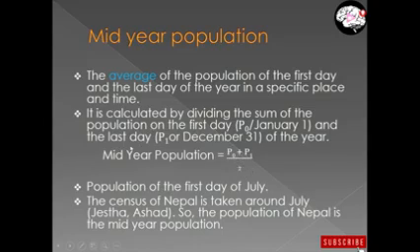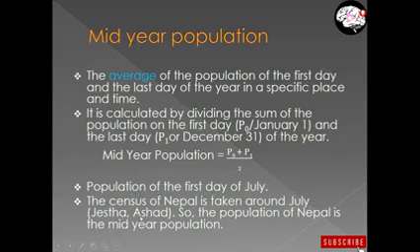Now let's see the next point, the population of the first day of July. Mid-year population can also be defined as the population of the first day of July. If you count January, February, March, April, May, June, that is 6 months, and July 1st is the middle of the year. So the population of July 1st is also taken as the mid-year population.